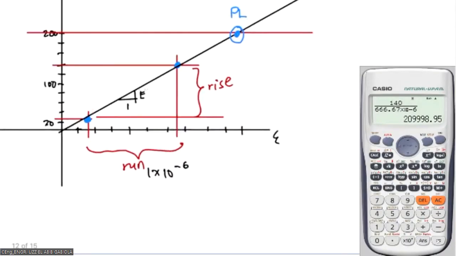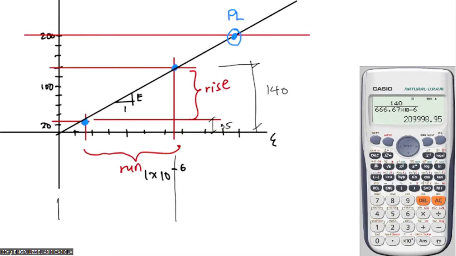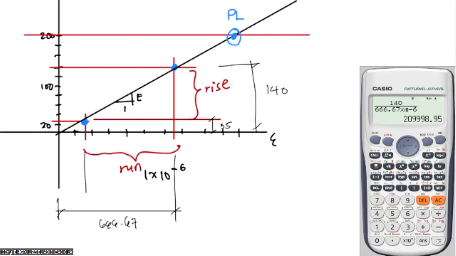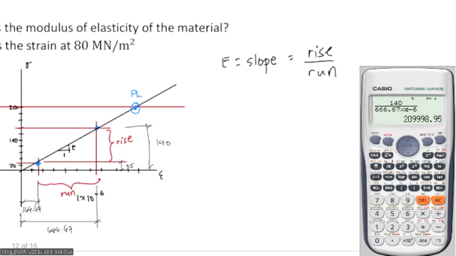Okay, so what is the value of that? So dito, this height is equal to 140, and this height is equal to 35. This length is equal to 666.67, and this length is equal to 166.67. Okay, so looking at this figure, we can know what is the value of our rise and run.